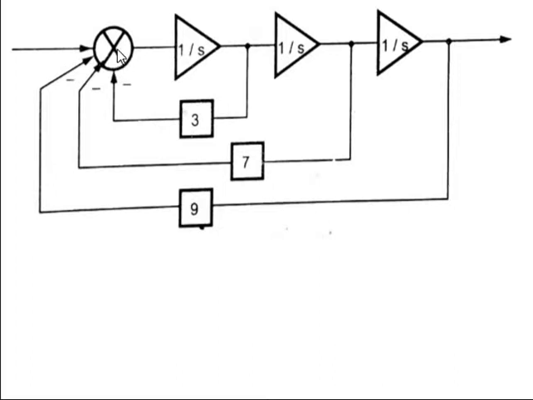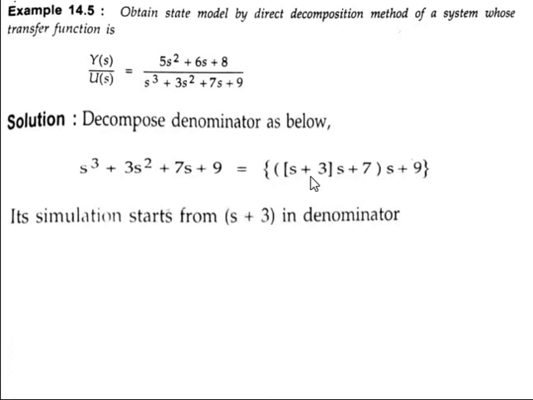That means summation, integration and one feedback. This is nothing but s plus 3: one integrator, one feedback, and this is negative feedback, so the minus is indicated. So up to this part, this s plus 3 is complete. And again 1 into s plus 7.